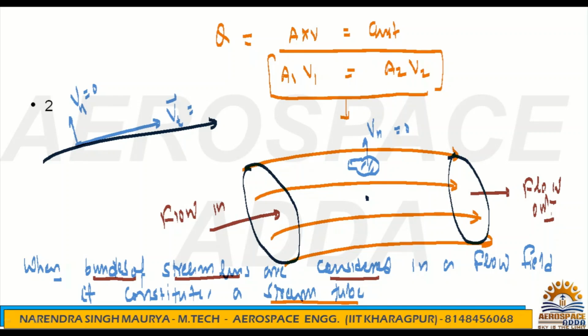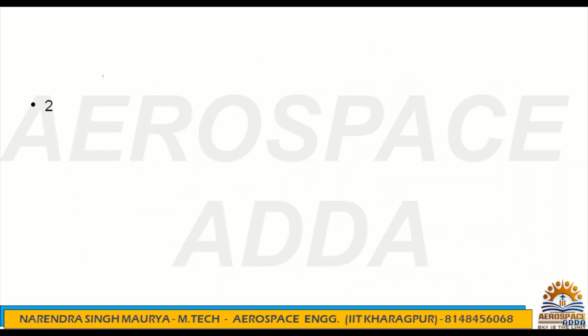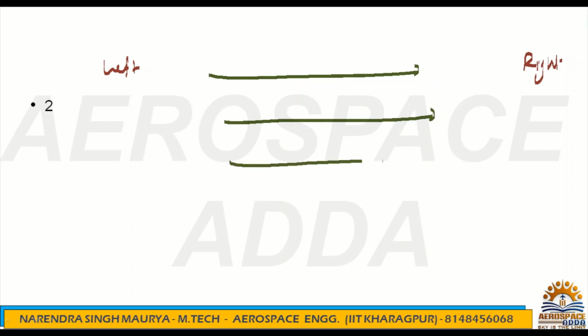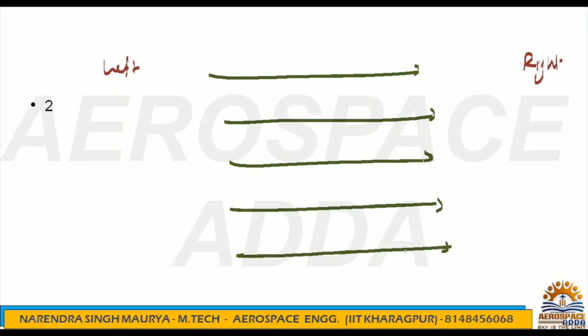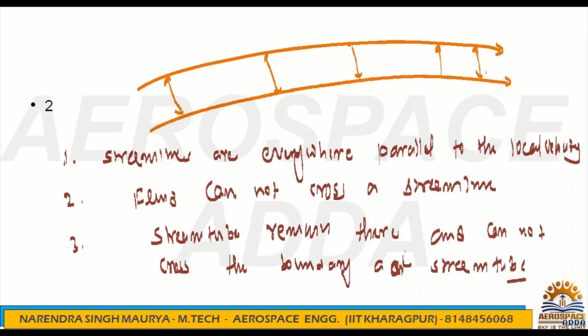Another property you can understand in this way. If I say my flow is possible from left to right, this is left, this is right, then we always have to draw this pattern. But what is this: path line, timeline, streamline, or straight line? This is a streamline, because I have clearly given three different definitions of streamline.